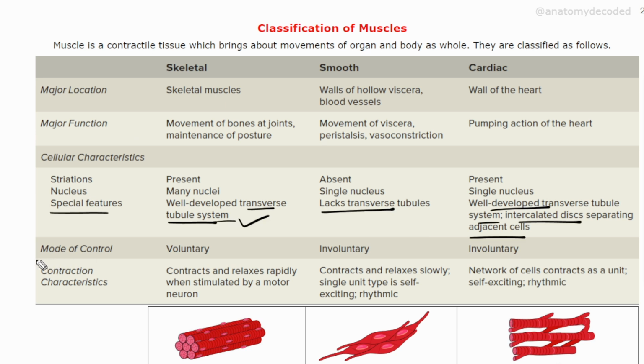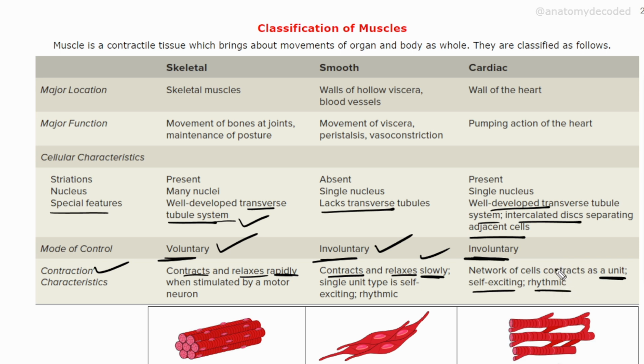Okay, then how are the skeletal muscles controlled? They are under voluntary control. We can do movements of the bones and the joints as per our wish, so that is referred to as voluntary. And smooth muscle and cardiac muscle are involuntary. Then contraction and relaxation. Skeletal muscle contracts and relaxes rapidly. The smooth muscle will contract and relax slowly, and there is a network of cells which work as a unit, called rhythmic contraction, which is seen in cardiac muscle.